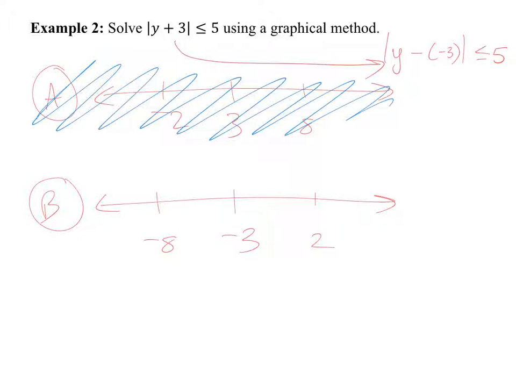So we start at -3, and we deviate 5 above and 5 below. 5 above is the story. 5 above would be -3 plus 5, which is 2. 5 below would be -3 minus 5, which is -8.